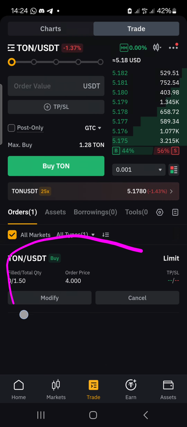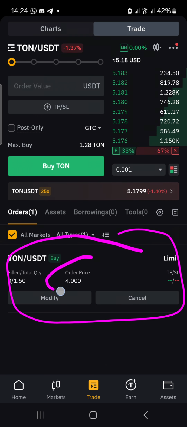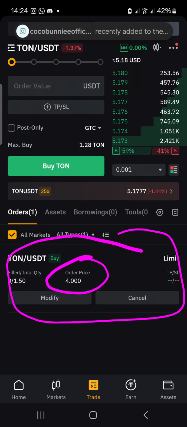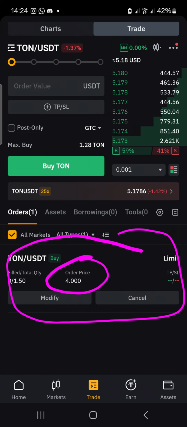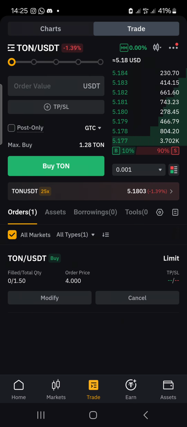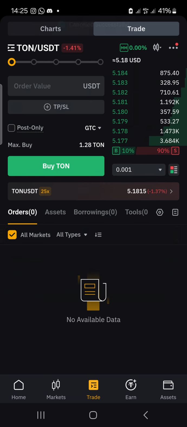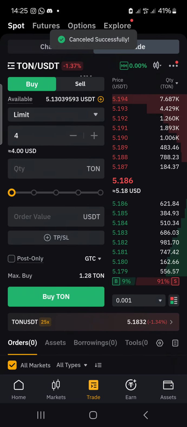Your order is going to be here pending until the market price gets to $4. The moment the market price gets to $4, your order is going to be picked and you're going to be in that trade. And when you're in that trade, your profit or loss starts counting. But as long as the market price does not hit $4 per TON, it's not going to buy for you. It's going to be there forever. So I'm not interested in leaving this order, so I want to cancel. You hit the cancel button.